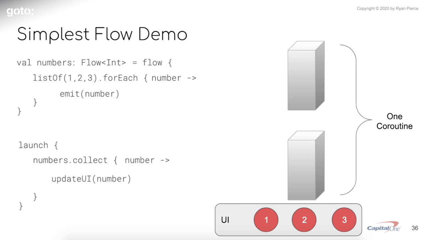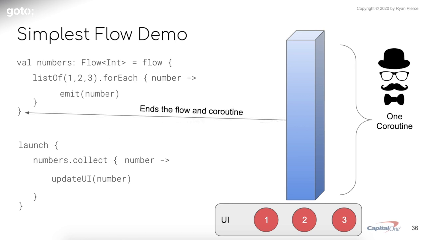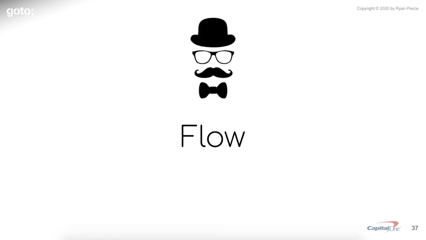This all happened in one coroutine. In fact, this is why the coroutine was really under the disguise of flow. It was one resource. And once it was done operating through the list with its for each loop, the flow closed. It's very efficient, it's very safe, it's very easy to use. But flow actually comes in many more forms.